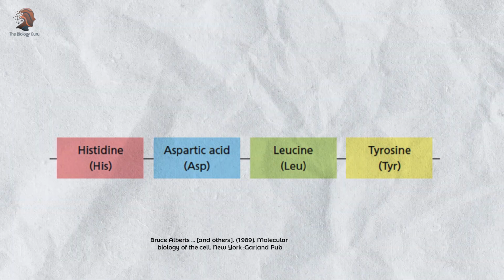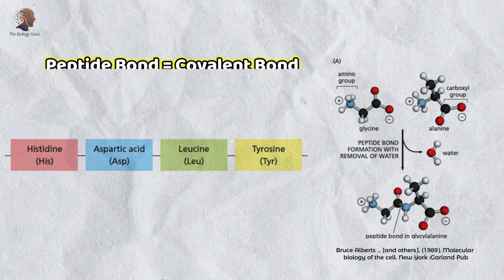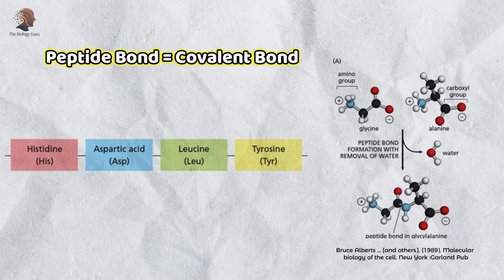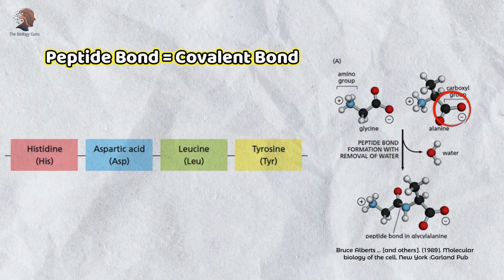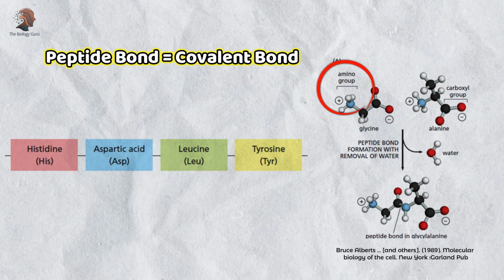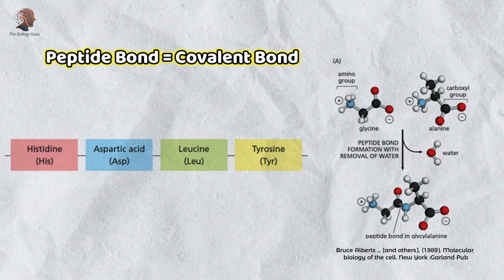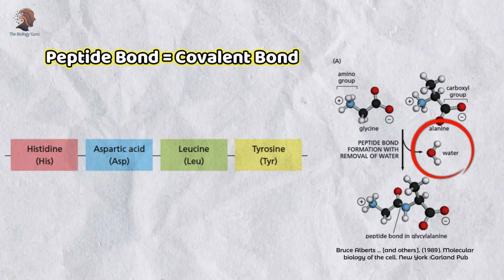The formation of a peptide bond is a critical process. This covalent bond is established when a carbon atom from the carboxyl group of one amino acid shares electrons with the nitrogen atom from the amino group of another amino acid. This reaction is a type of condensation where a molecule of water is released as a byproduct.